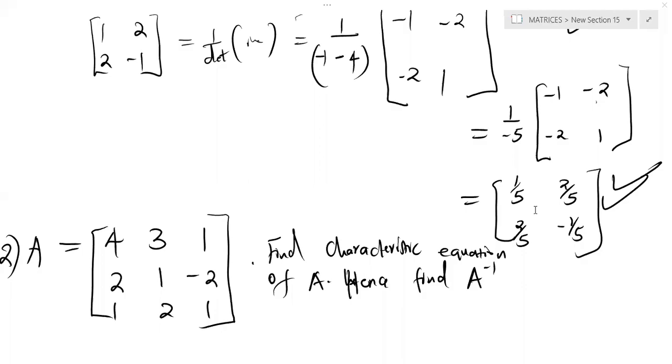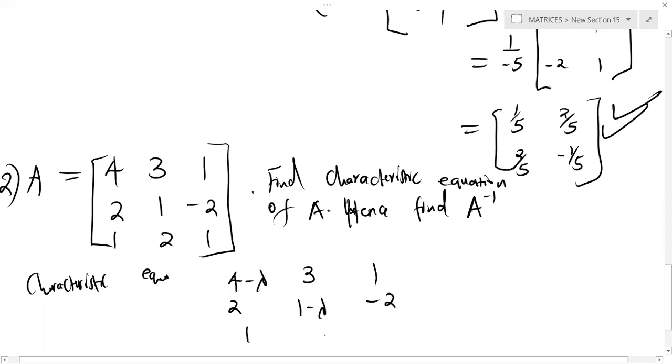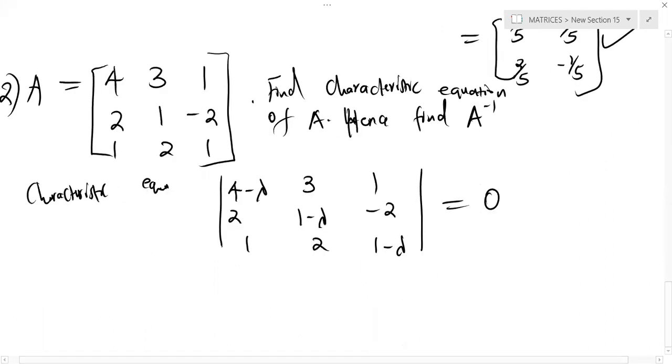Okay, guys, so in a similar manner, I would like for us to find A inverse of this particular matrix using the Cayley-Hamilton theorem. So first of all, we're going to start by finding the characteristic equation of A and then finding A inverse. So the characteristic equation of A is given by, so evaluating the characteristic equation, we have 4 minus lambda, 3, 1, 2, 1 minus lambda, minus 2, 1, 2, 1 minus lambda is equal to 0. So we go on to evaluate the determinant.